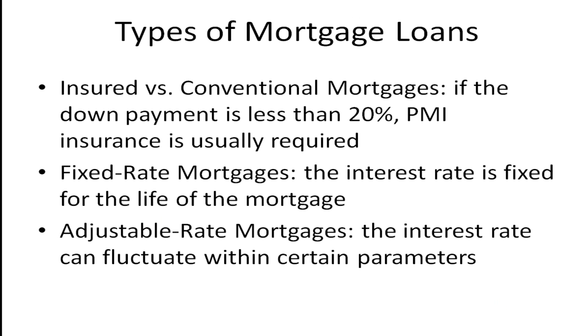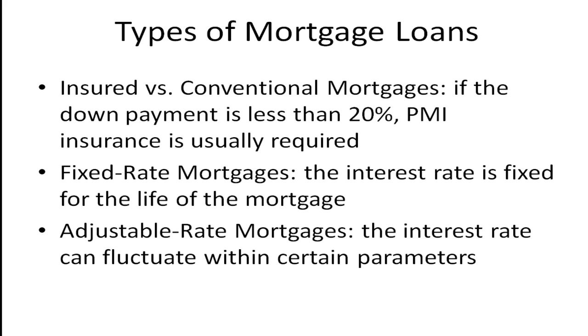Types of mortgage loans, they're insured versus the conventional mortgages. Okay, if the down payment is less than 20%, PMI insurance is usually required. That's an insured loan. Fixed rate mortgages, where the interest rate is fixed for the life of the mortgage. These are less risky because you don't have to worry, if you're a borrower buying a home, that interest rates will go up and your payment will go up.